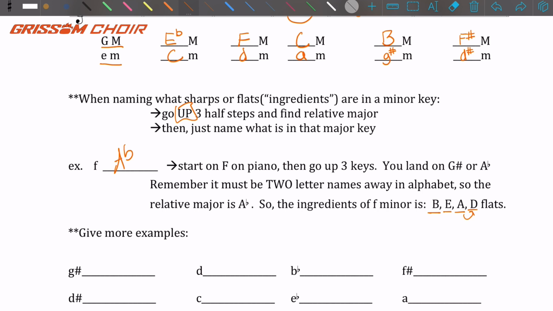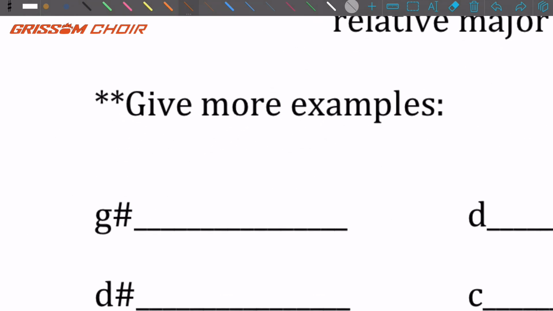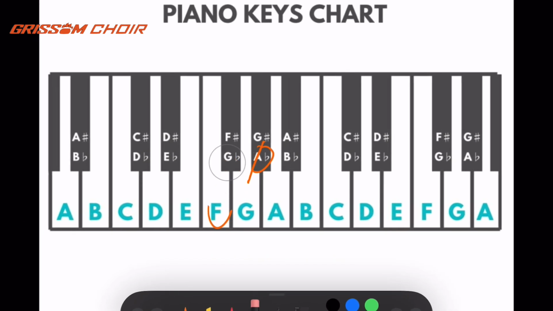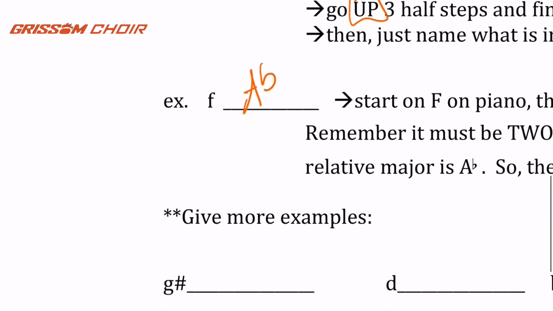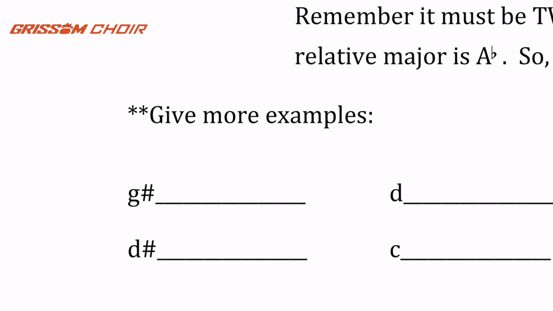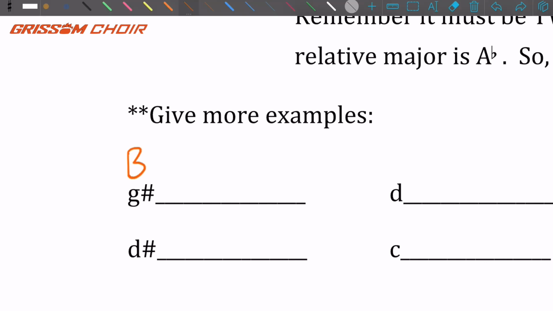I'm going to do these first 2 examples right here. G sharp minor. So if we go over to the piano, we identify where G sharp is. G sharp is right here. We go up 3 half steps. 1, 2, 3. We get to B major. Now what I would do on these examples, write a big B right there so that you know that that is the major, and then you list the sharps or flats that are in the key of B major.